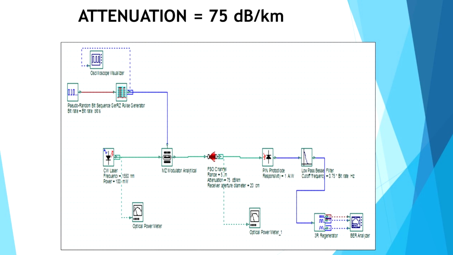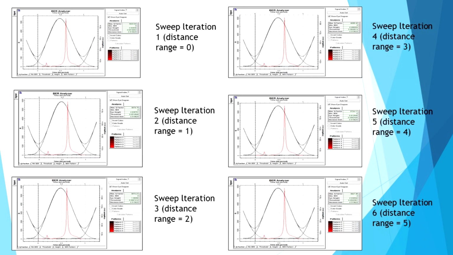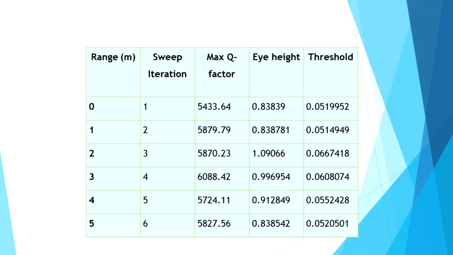Next, this one is for attenuation 75 dB per kilometer. At the FSO channel, we change the attenuation to 75 dB per kilometer. Then as you can see, the graph for the eye diagram and Q factor for each sweep is slightly different. And as you can see, there is a spike in the graph for Q factor for each sweep iteration.